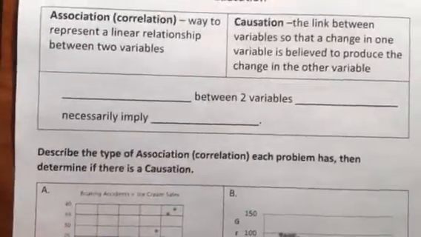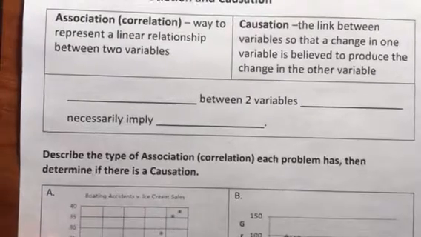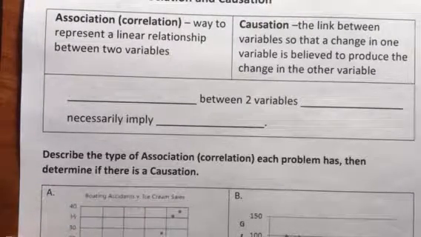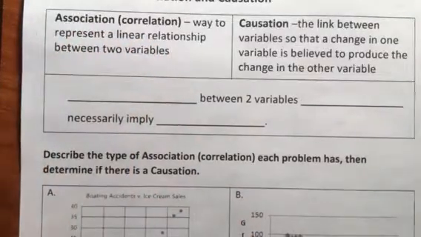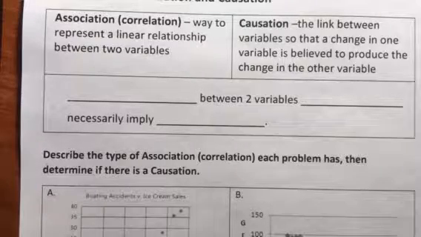So here's what I need you to know about association and causation. First is that association and correlation are the same word. So you will hear me say association, but you need to remember that's just the same thing as correlation. So do they correlate?